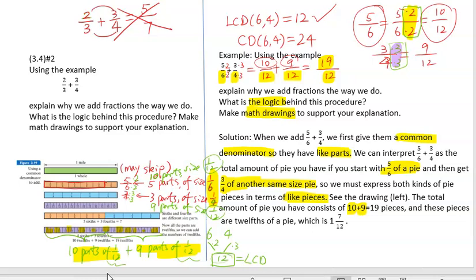Now, in the next few problems, we're going to learn how to convert an improper fraction to a mixed fraction, a mixed number.